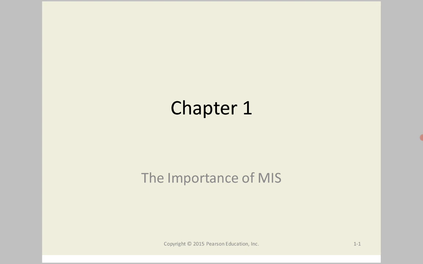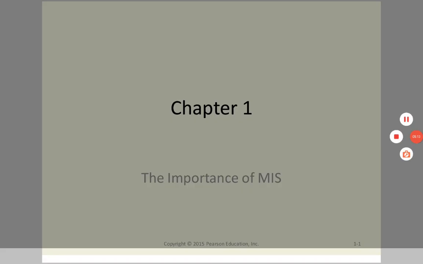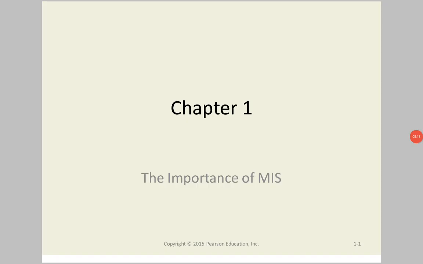Mainly in MIS we use three terms. The first one is management, the second one is information, and the third one is system. Management means the top level managers in the organization. Information means the data or information which is collected from various sources to take appropriate decisions in the organization by the top level managers.